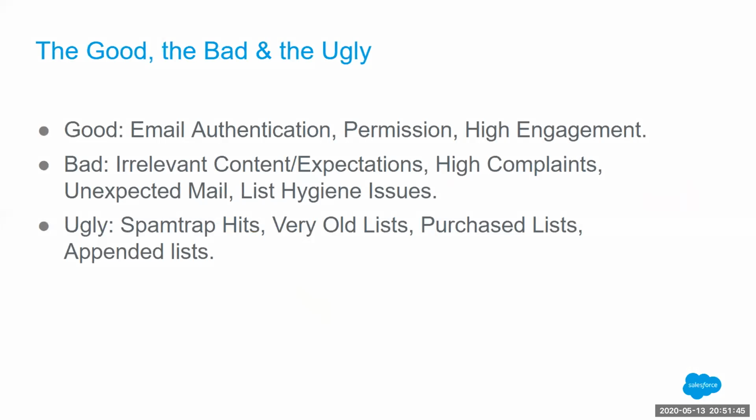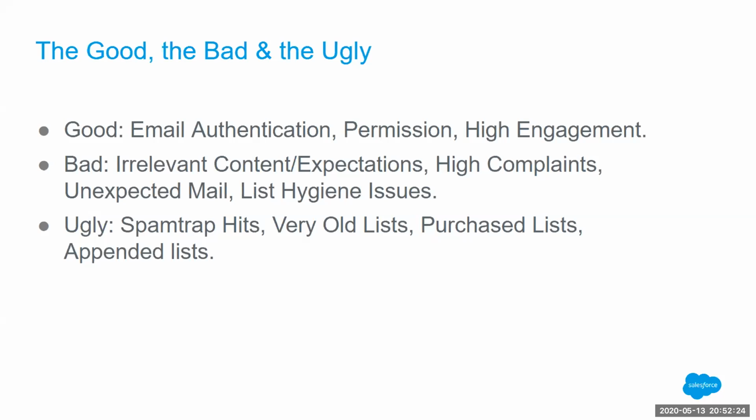Now, those similar things are listed as the good, the bad, and the ugly. The good things are email authentication, permission, and high engagement. High engagement, as I told you, means we should be sending out engagement only for the interests of that particular subscriber. Sending irrelevant content is something bad. Getting high complaints is bad. Unexpected emails or list hygiene issues come under bad things. So we need to prevent all these things when we are talking about email deliverability.